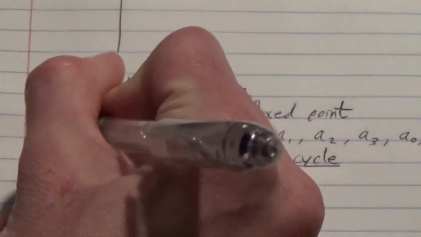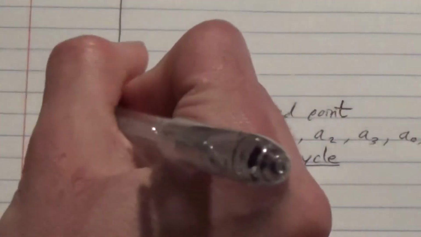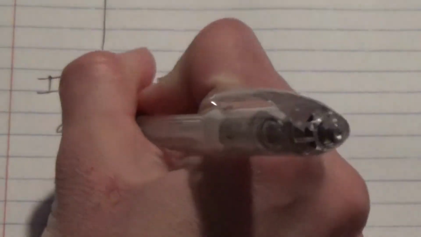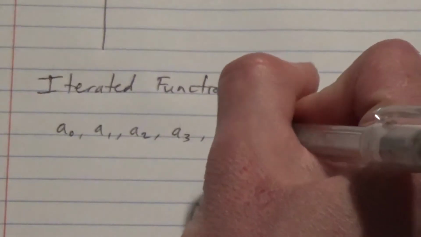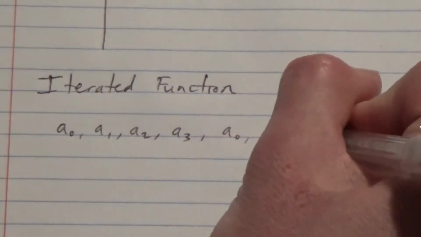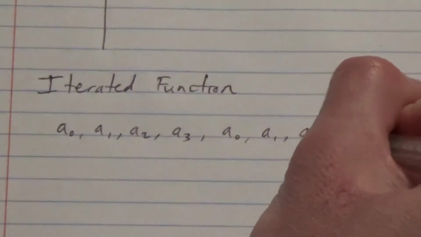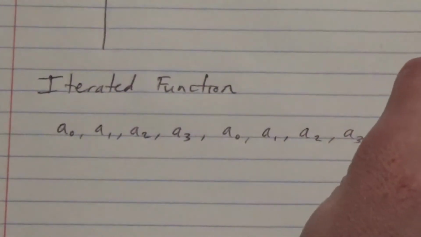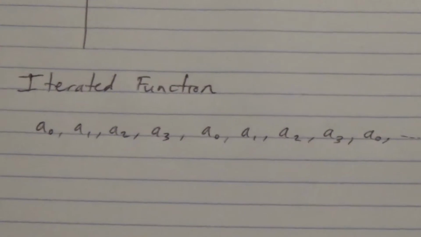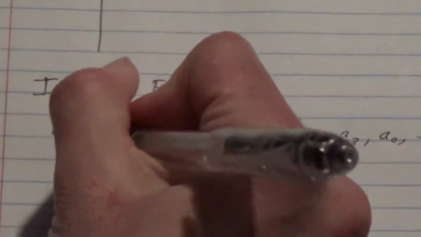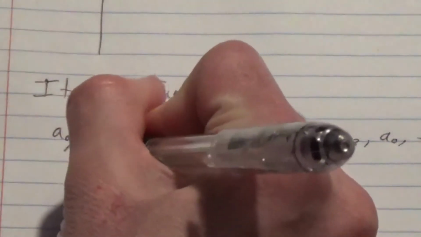We could also get a periodic orbit. It's a second possibility. So we could have a0, a1, a2, a3, for example, and then when we substitute a3 into the function, we get a0. And then it keeps going: a1, a2, a3, and it repeats again, a0. And so that is actually the case of a periodic orbit.